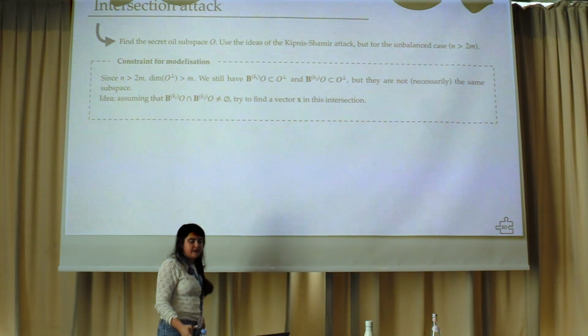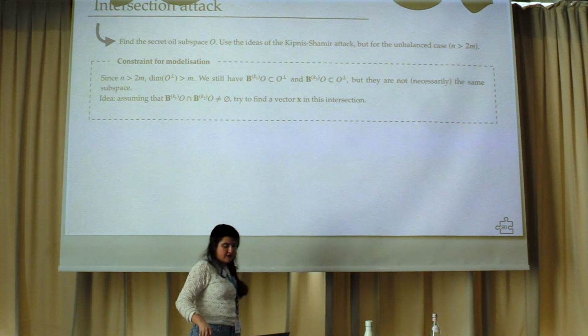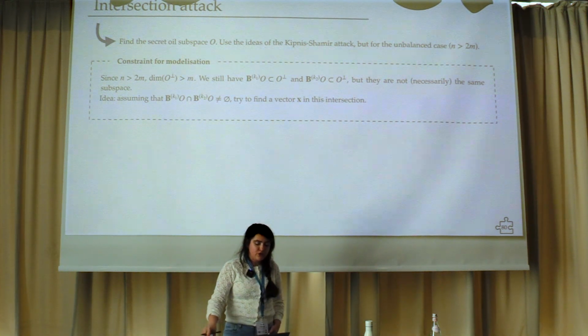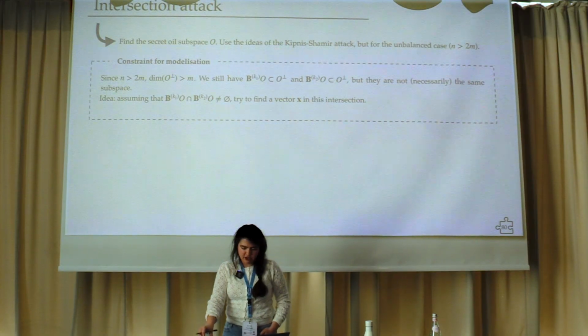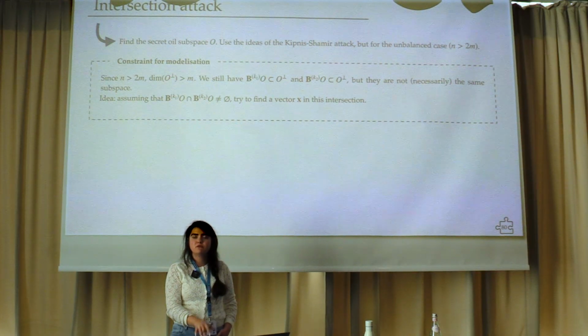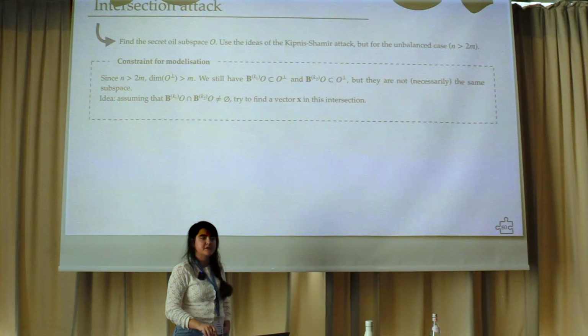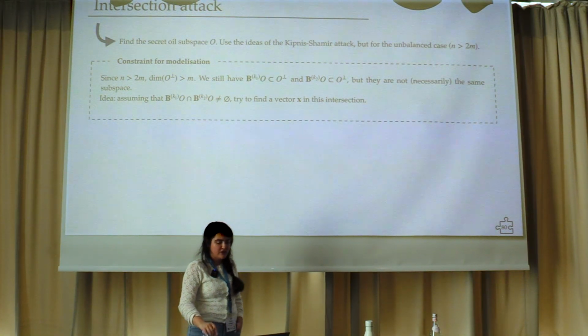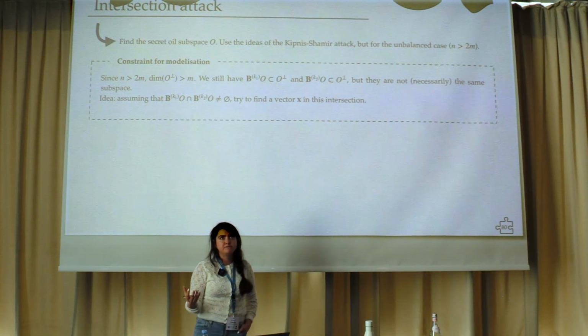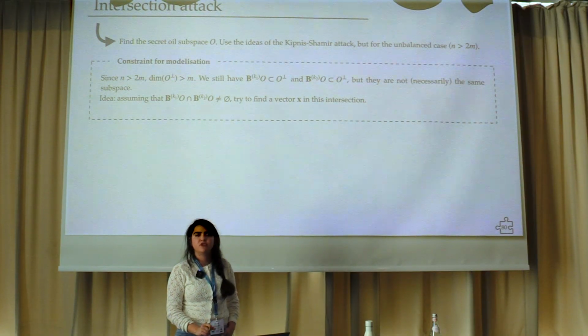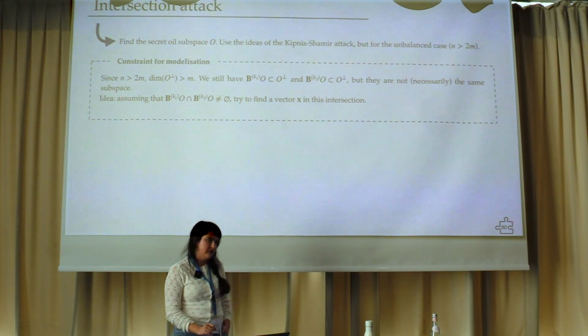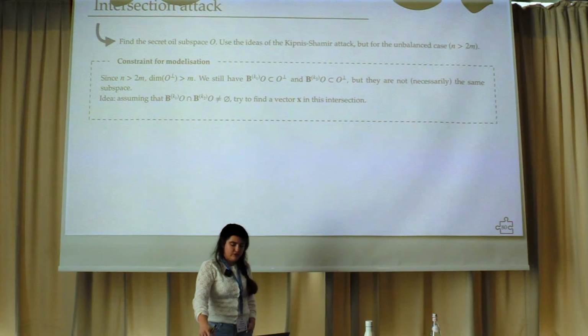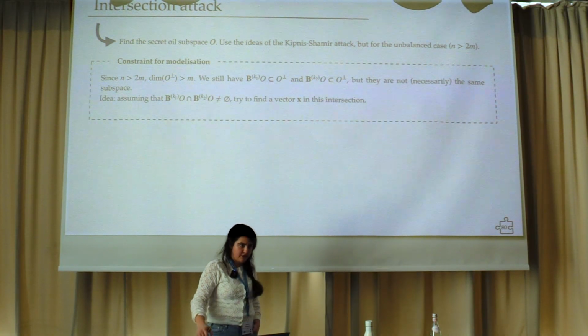Let's assume that the intersection of these two is not trivial. And then we're going to try to find a vector in this intersection. This is a pretty valid assumption, but here I took the intersection of only two subspaces. And with the parameters of UOV, it is a pretty valid assumption, right? So let's say there exists a vector x in this intersection, and we're going to look for it, okay?